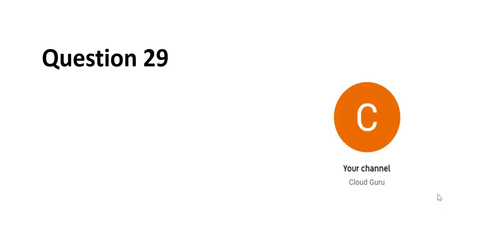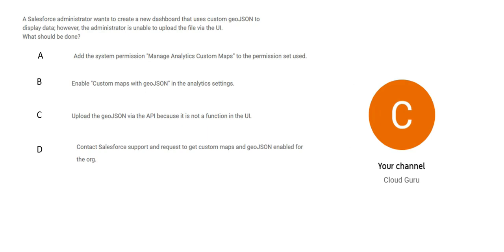Now let's look at question number 29. You have a Salesforce admin who wants to create a new dashboard that uses custom GeoJSON to display the data, and the admin is unable to upload the file via the UI. What should be done? Obviously there is a problem with permissions in this case, because it's trying to upload and is not able to do that. If I just use common sense and look for something with permissions, I see A has the permission stuff, and that's the only one.